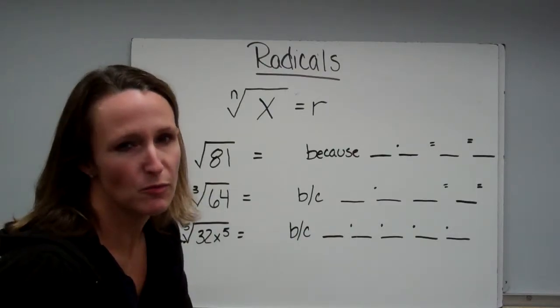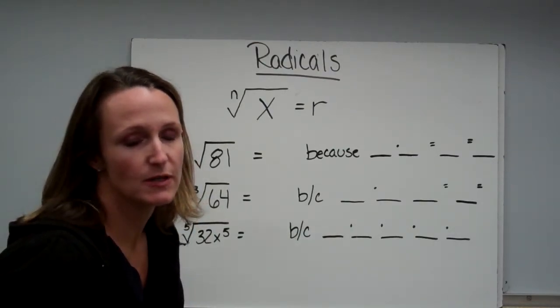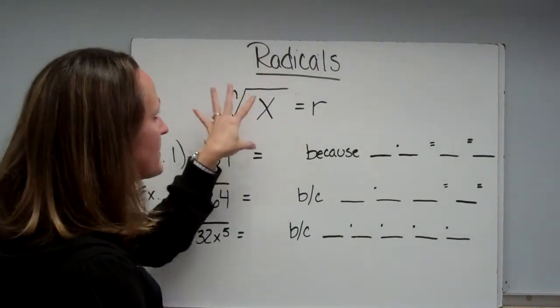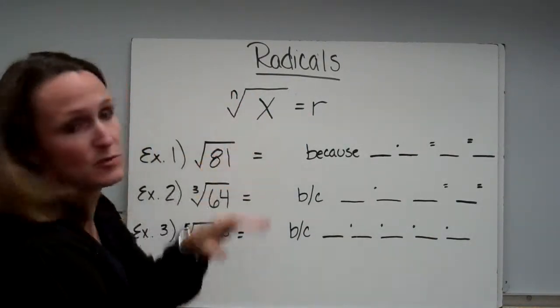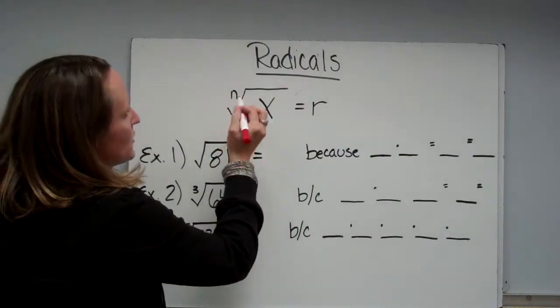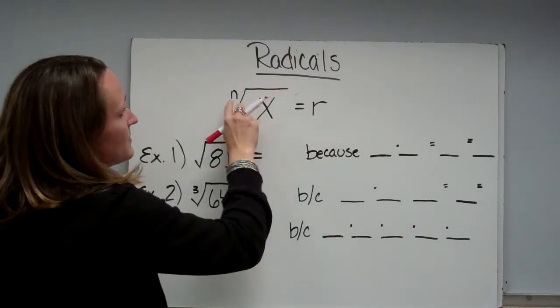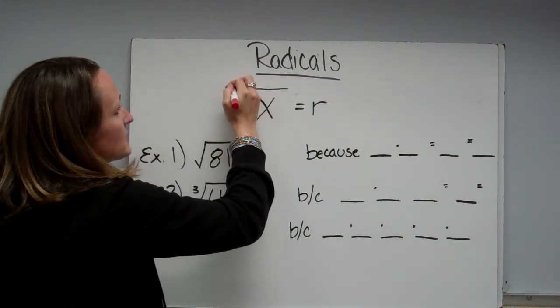So this video is about radicals and putting them in simplest radical form. When we look at something with a square root symbol, we have some terminology we need to talk about. This is a square root symbol, or radical sign. This number up here is what we call the index.